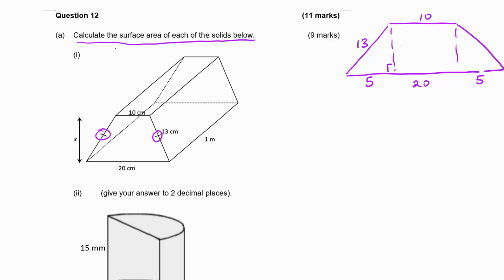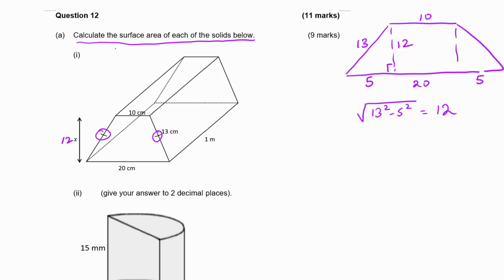Remember, we were finding a shorter side here. So it's going to be the square root of 13 squared, take away 5 squared. And to cut a long story short, that's going to work out to be 12. Therefore, the height is 12.